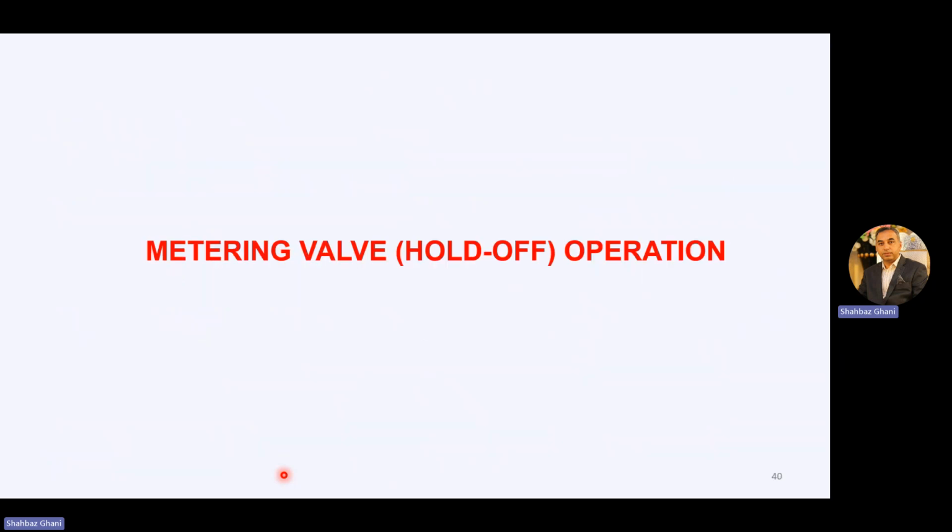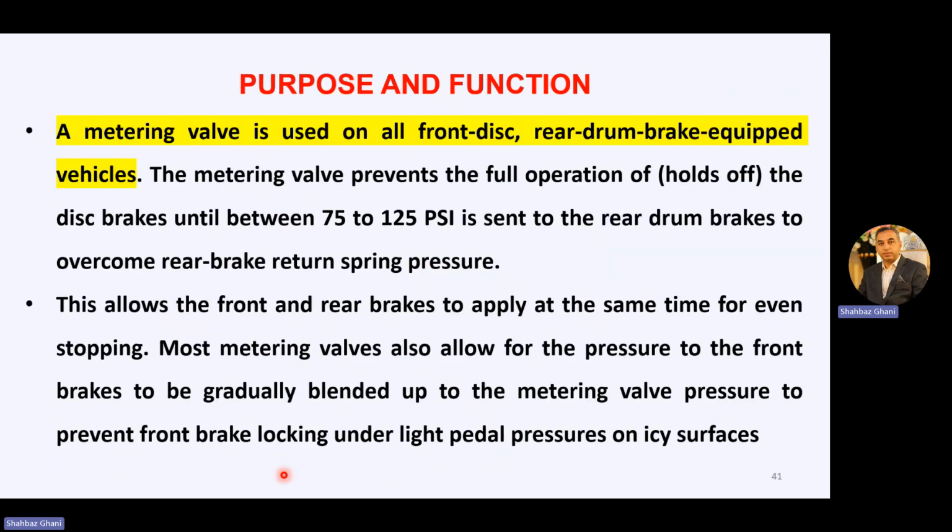Now, the second thing after the proportioning valve is the metering valve or hold-off operation. A metering valve is used on all vehicles equipped with front disc and rear drum brakes. The metering valve prevents the full operation of the disc brake until between 75 to 125 psi is sent to the rear drum brakes to overcome the rear brake return spring pressure. So it meters the pressure front and rear. This allows the front and rear brakes to apply at the same time for even stopping.